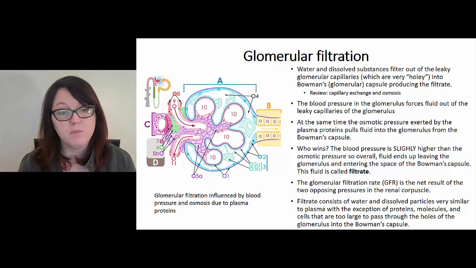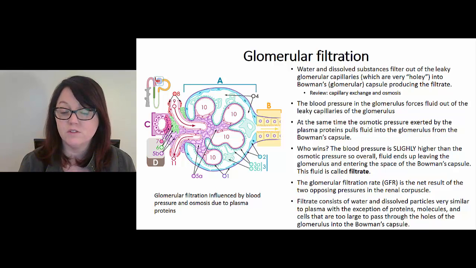So the filtrate that we form in the process of glomerular filtration consists of water and dissolved particles in the water. It's very similar in composition to blood plasma, with the exception that there aren't any proteins. Right? So the filtrate is going to contain water, electrolytes such as potassium and sodium. It's going to have acids and buffers. It's going to have glucose and amino acids, but it won't have proteins and it won't have cells.